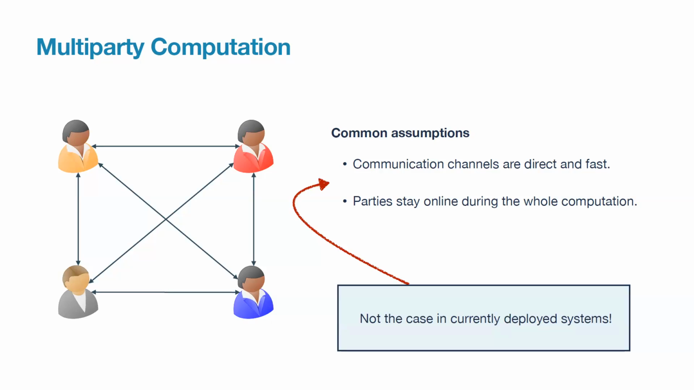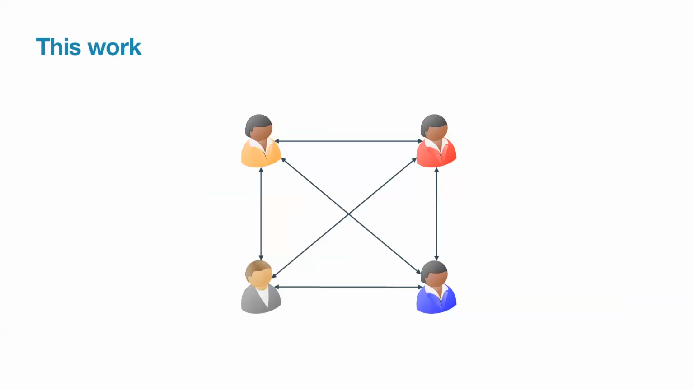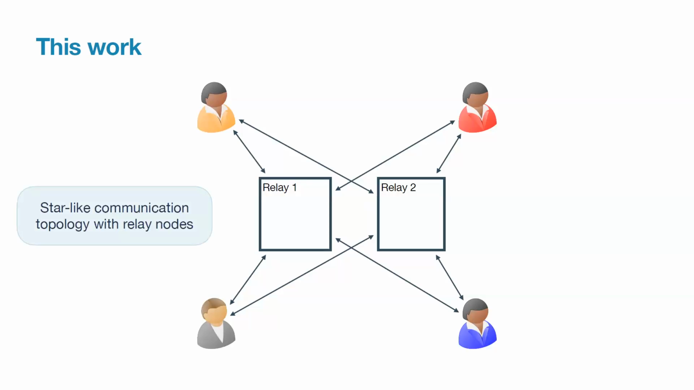So in this work, we try to build an MPC protocol where we don't have to make these assumptions, so that we can have something more in line with what happens in the real world. I will start by giving an overview of what we did. Instead of this type of communication topology, we have something like this: a star-like communication topology with a few relay nodes. We need at least 2 relays, and I will explain later why, but it can be more. Each party only has to establish communication channels with these 2 relays.